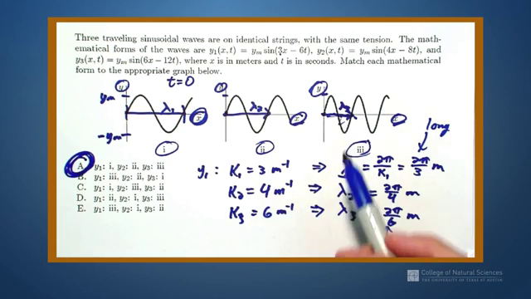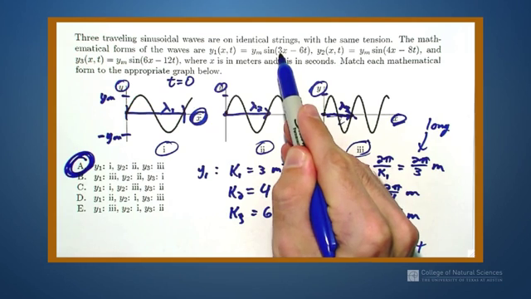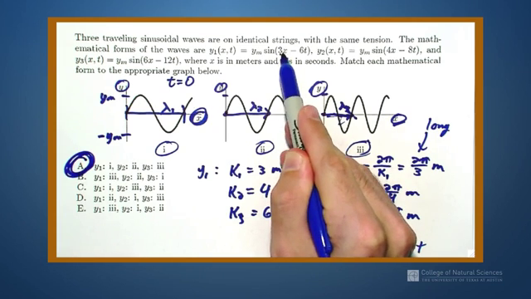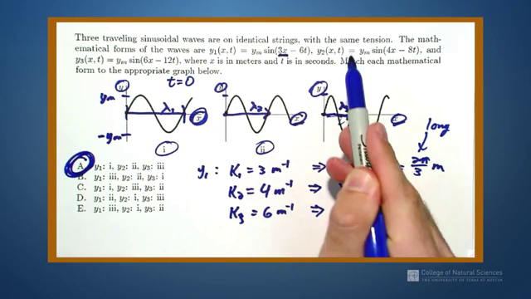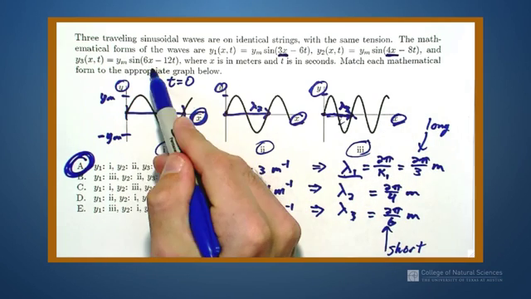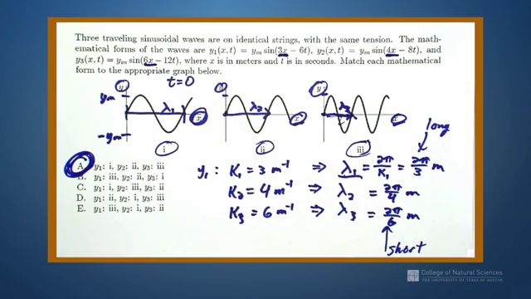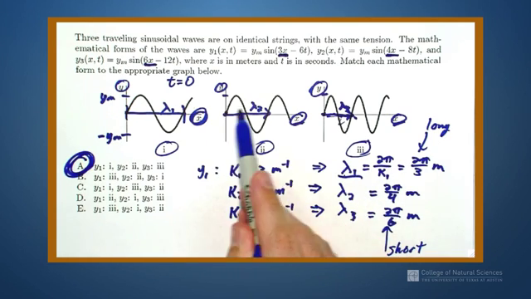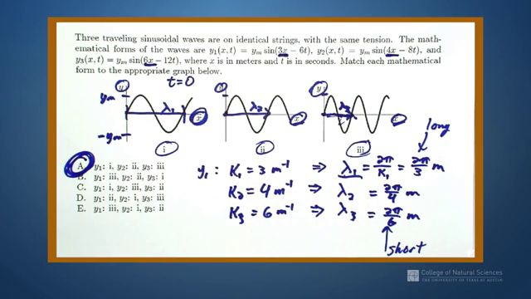But to review, I looked and saw that this is 3 inverse meters. I looked and saw that the coefficient in front of the x variable in each of these cases tells me my wave number. My wave number I can use to compute my wavelength, and I can look at my graphs and see which ones have longer wavelength or shorter wavelength.